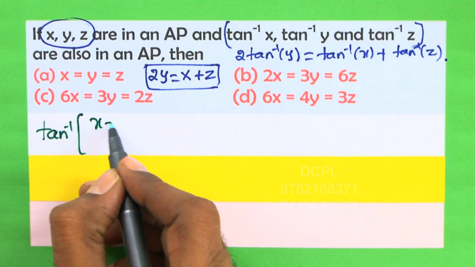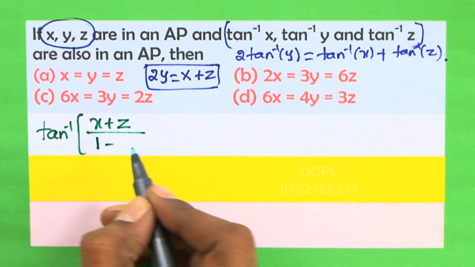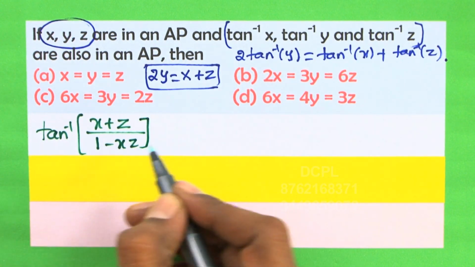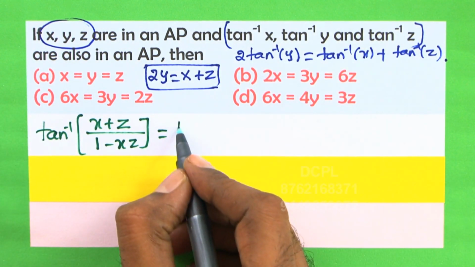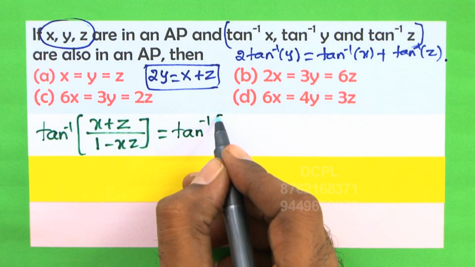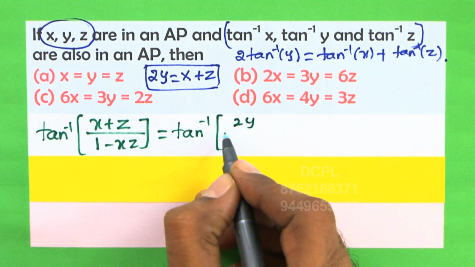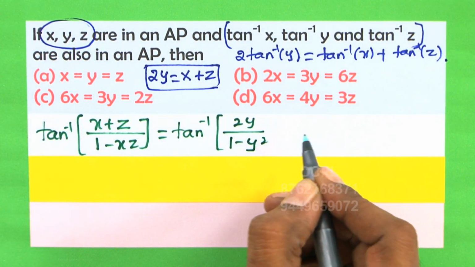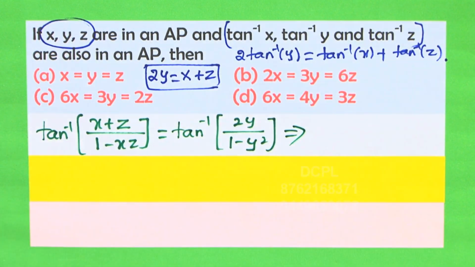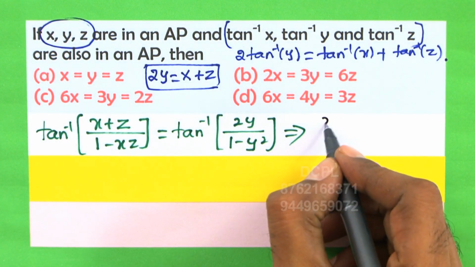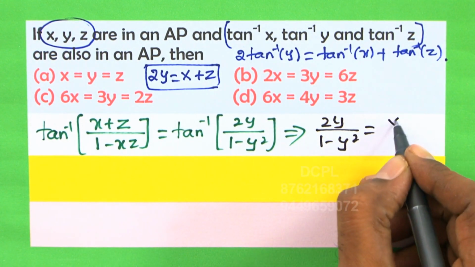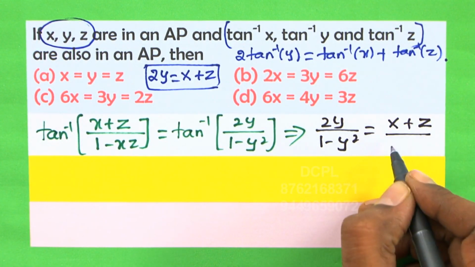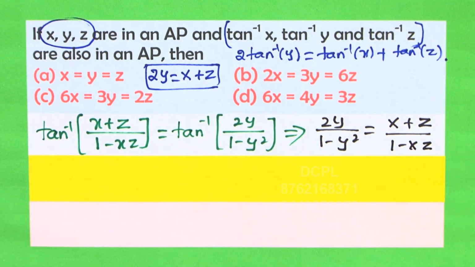Tan inverse of (x plus z) divided by (1 minus xz) is equal to 2 tan inverse of y. We can write this as tan inverse of 2y divided by (1 minus y square). This implies what, dear students? This clearly implies 2y divided by (1 minus y square) is equal to (x plus z) divided by (1 minus xz).